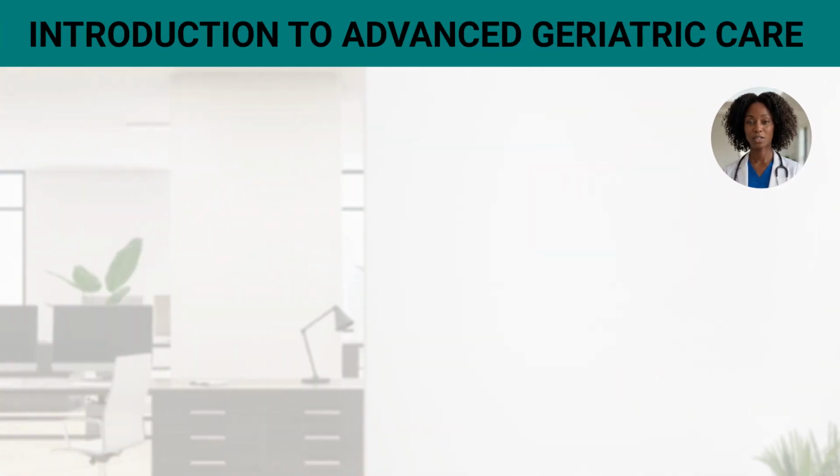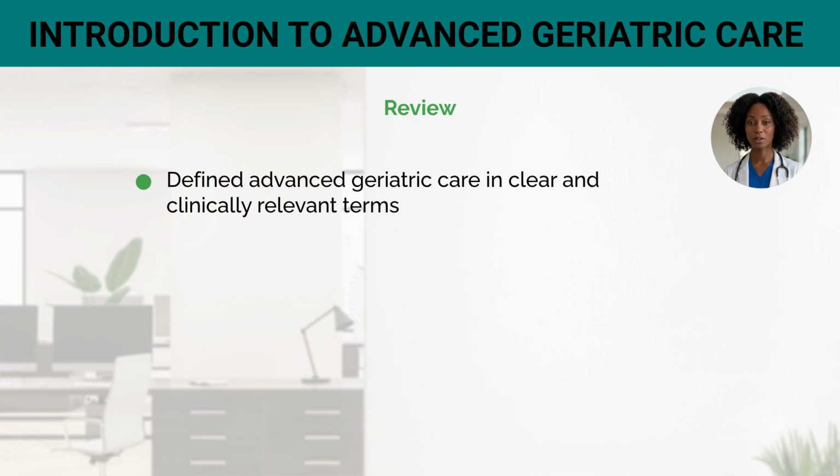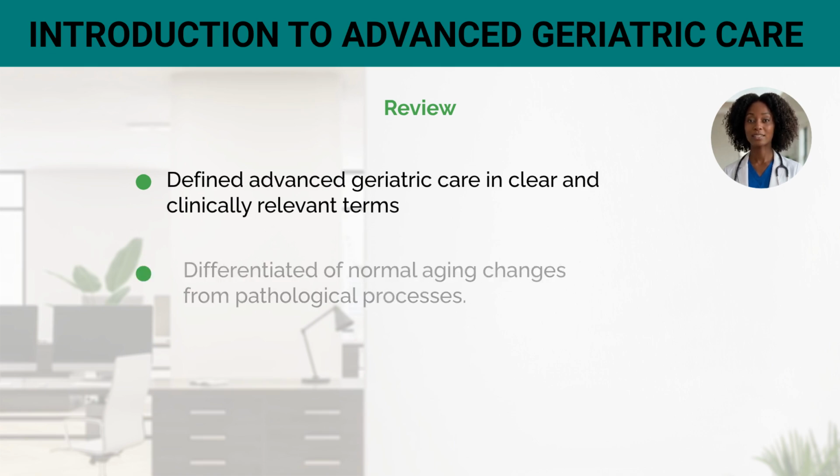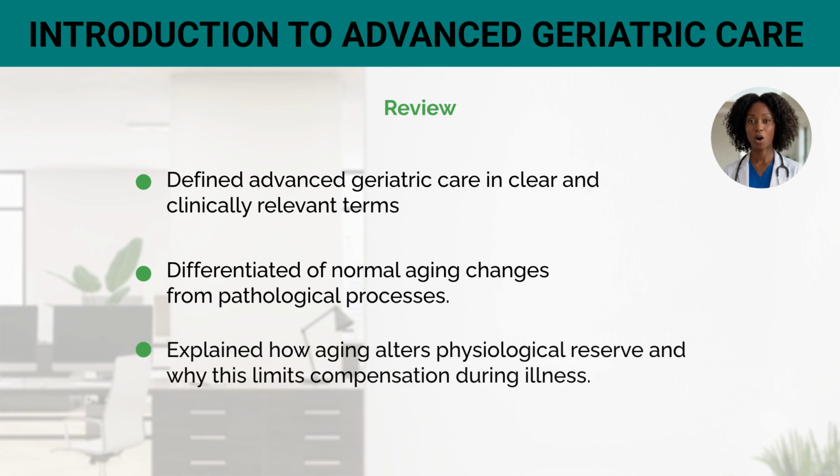In this video, we will continue from where we stopped in our previous session. Before that, let's remind ourselves of what we discussed in the previous session. We defined advanced geriatric care in clear, clinically relevant terms. We differentiated normal aging changes from pathological processes. And we explained how aging alters physiological reserve and why this limits compensation during illness.